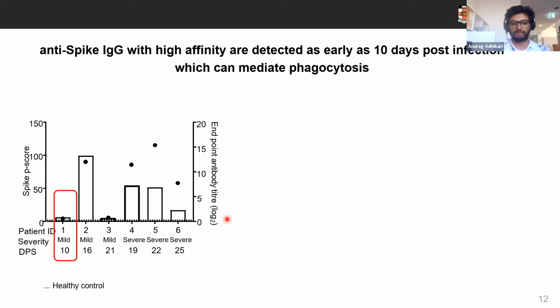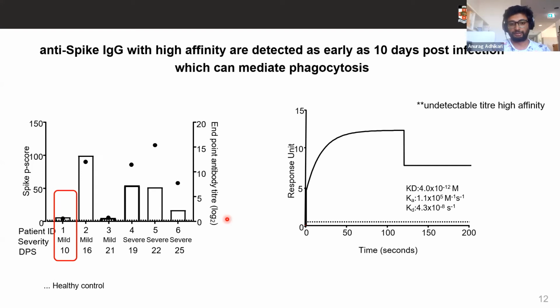And then we wanted to ask, maybe the system we are using might not be sensitive enough to pick those low titer antibodies. So what we did was we ran an SPR, which is surface plasmon resonance. It's a very sensitive technique to measure the antibody or interaction between biological subunits. So what we found was really high affinity antibodies that are present in the order of 10 to the power minus 12, which are really, really high.